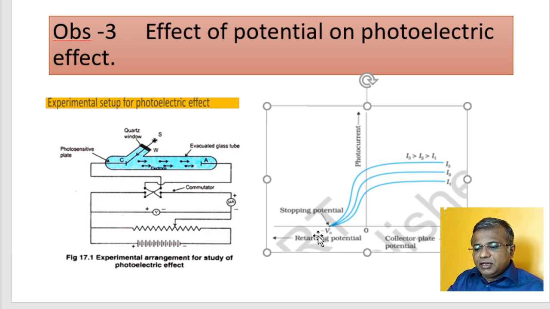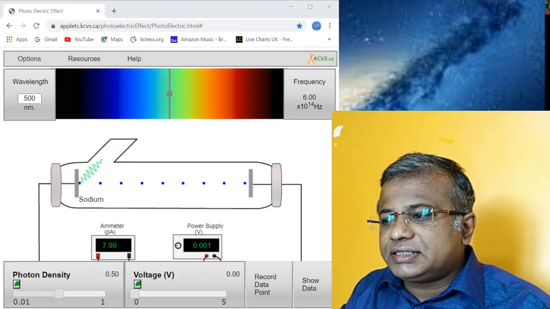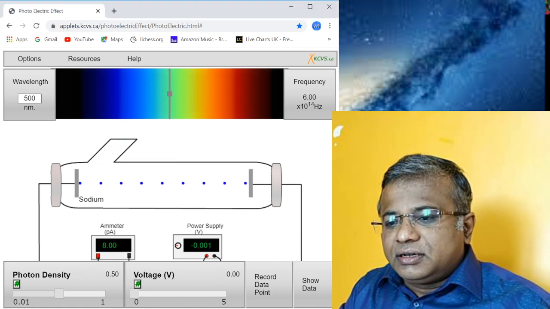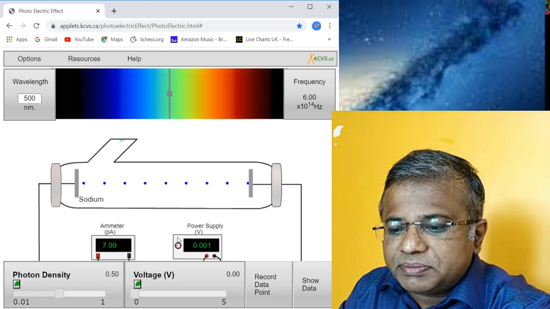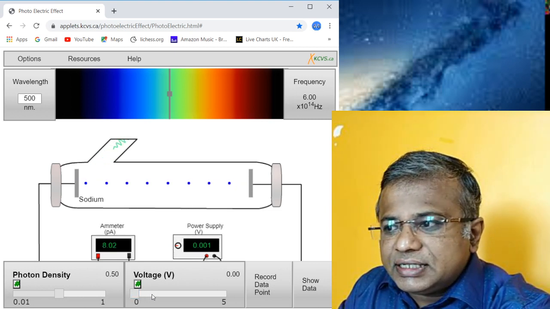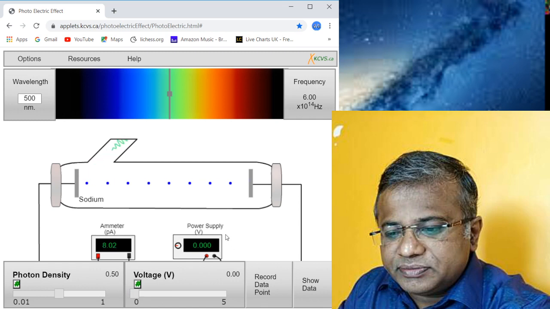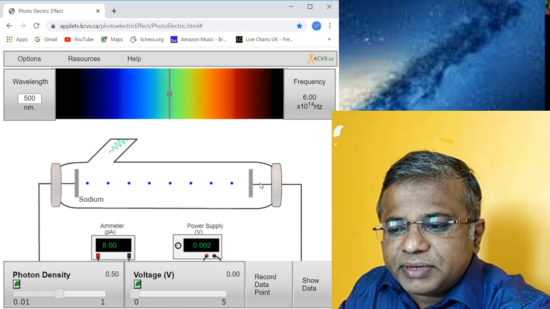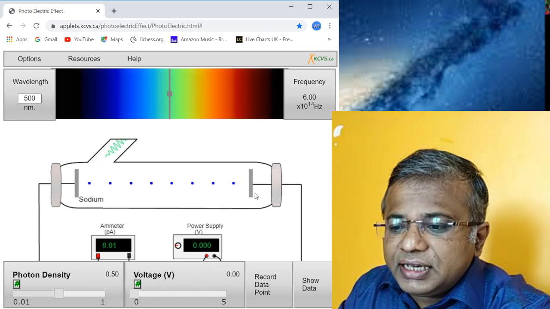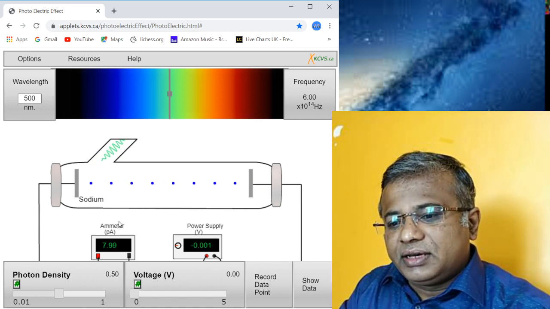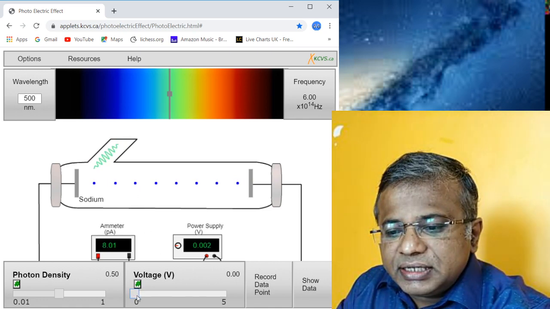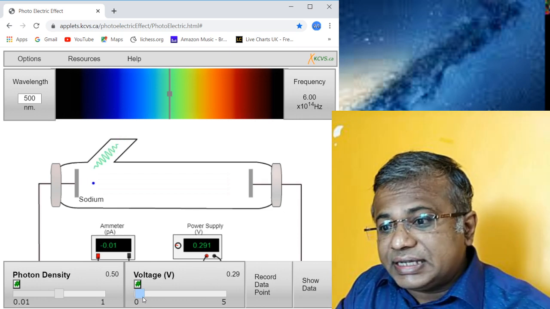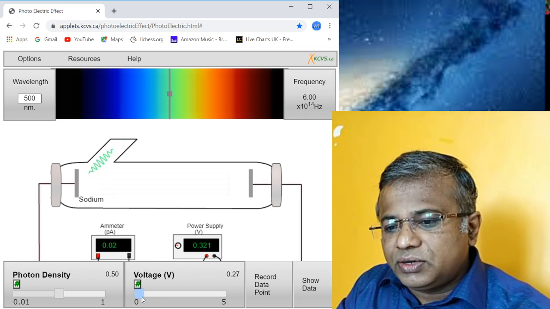Now, let's just see this diagram over here. Can you see this power supply? If I increase the voltage from this power supply, this is the plate A which we were discussing, and this plate A will slowly become negative. And just see this ammeter reading. What happens to this ammeter reading? As I increase the voltage towards the negative side, please remember.